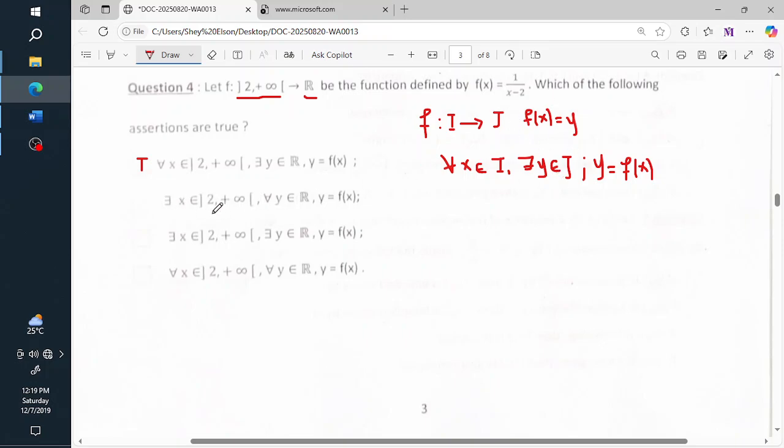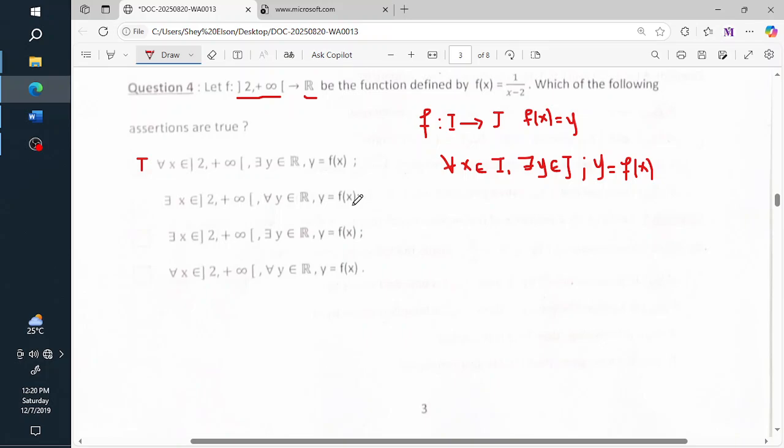Now the second one says, now you know that a function is either injective, surjective, or both injective and surjective, or even none. Yes, no, it has to be at least one of them. And if you are injective and surjective, you are bijective, okay. Now the second one says that there exists an x that belongs to the domain such that for every y that belongs to the codomain, y is equal to f of x.